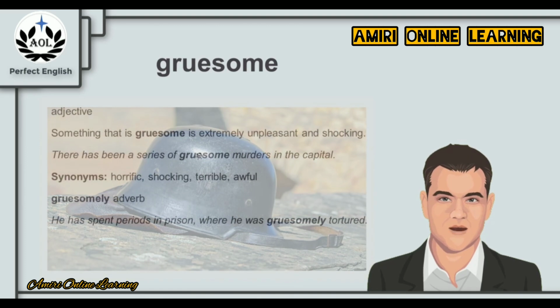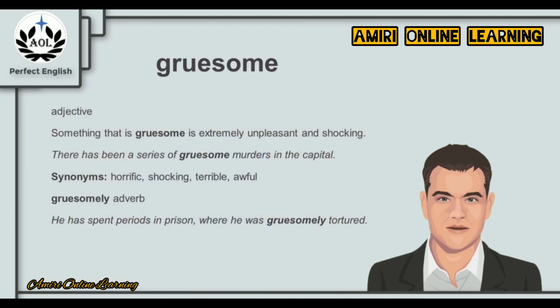Let's find out. Now, gruesome is an adjective. Something that is gruesome is extremely unpleasant and shocking, like all the scenes people used to see in wars. For example, there has been a series of gruesome murders in the capital. It is not any murder. Murder is always gruesome, but if it is extremely unpleasant and shocking, we can call it gruesome. And synonyms for gruesome are the words horrific, shocking, terrible, and awful.